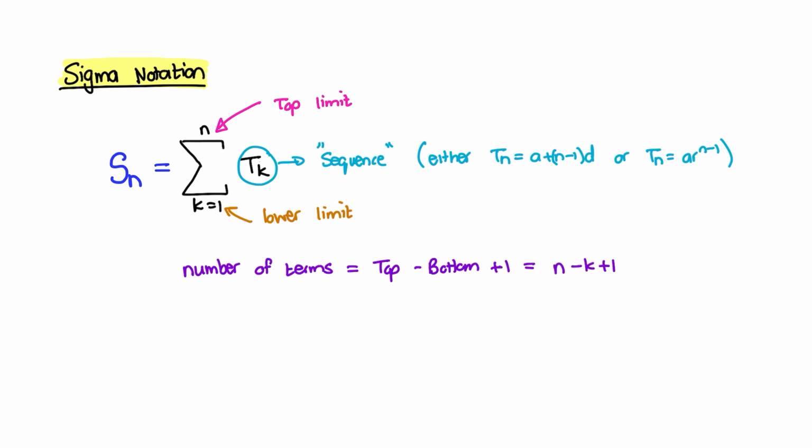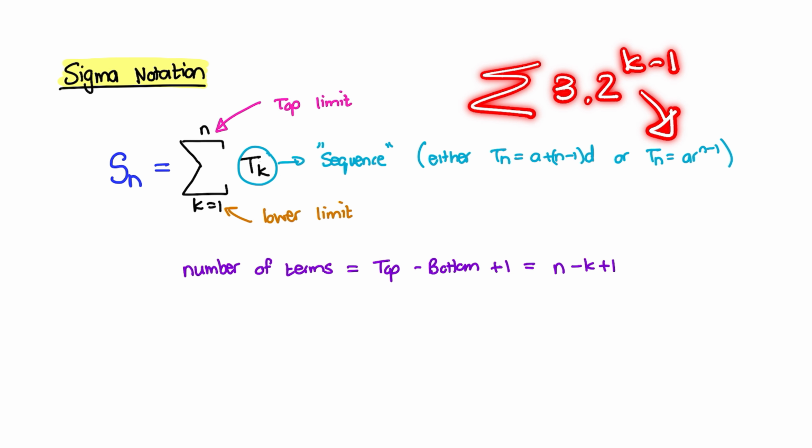Now, this sequence can either be arithmetic, that means a constant difference between terms, or it can be geometric, with a constant ratio between terms. So, for example, we can have sigma of 3n plus 4, that is arithmetic, or we can have sigma of 3 times 2 to the power of k minus 1, which represents a geometric series.